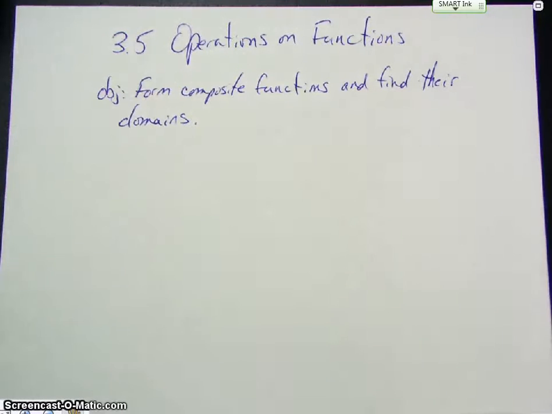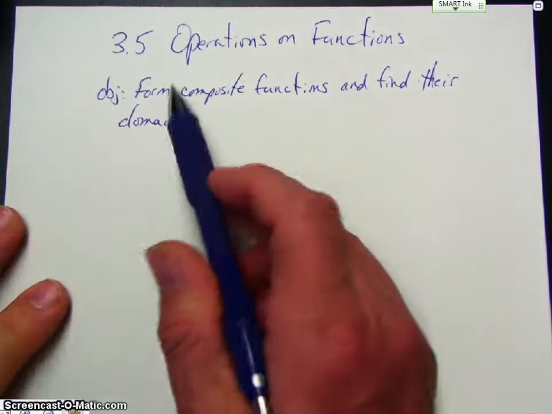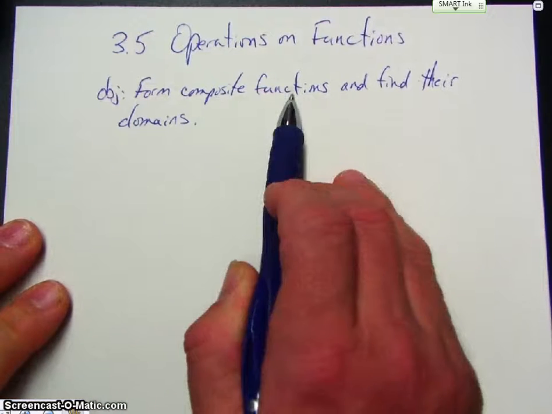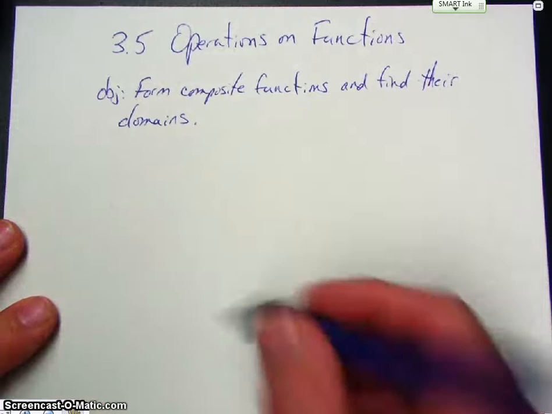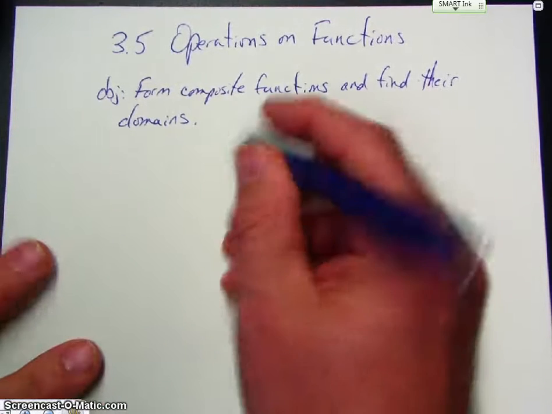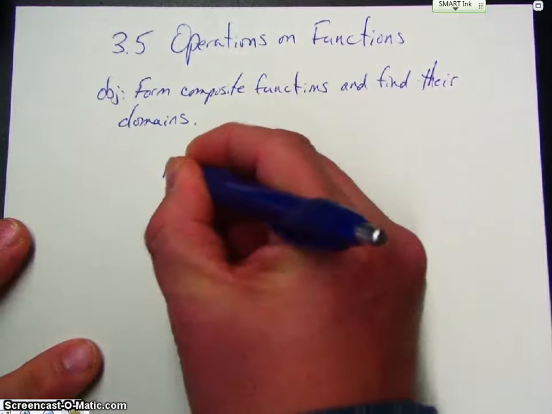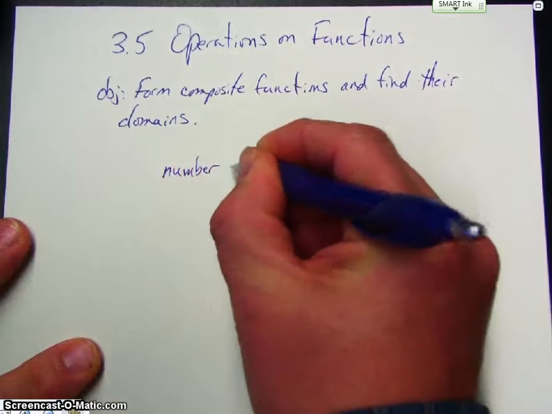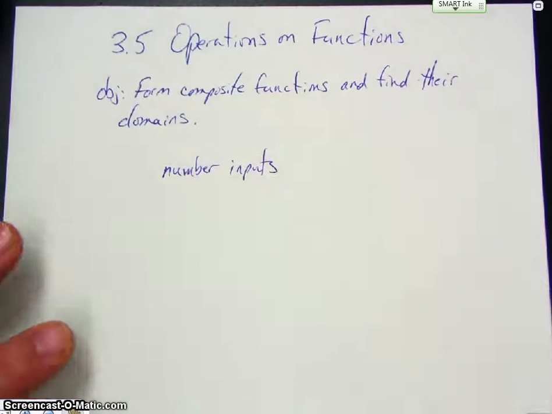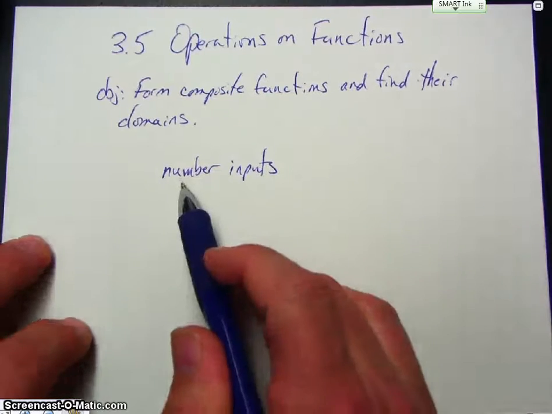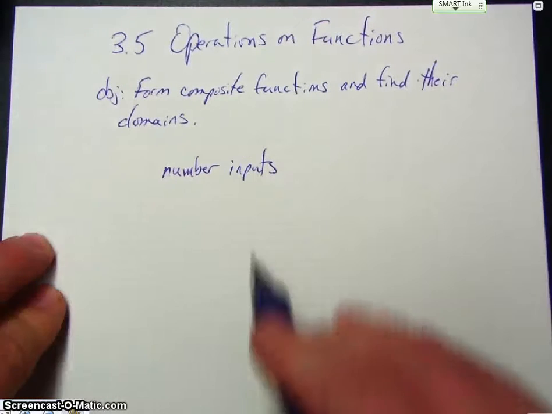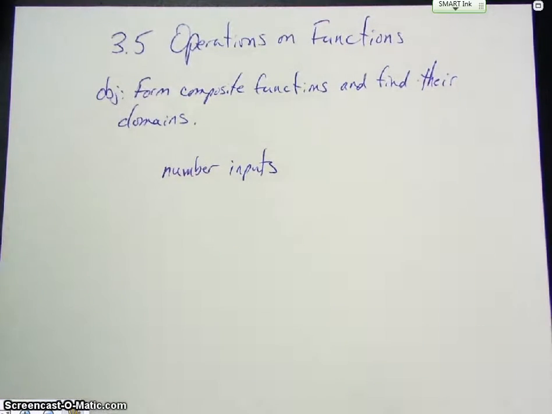All right, section 3.5, operations on functions. What we're going to be doing in this video is forming composite functions and finding their domains. In this first video, we're going to be doing composite functions, but with number inputs. The next video after this will deal with generic inputs. All right, so number inputs is what we're going to do. Now, what in the heck do I mean by that?